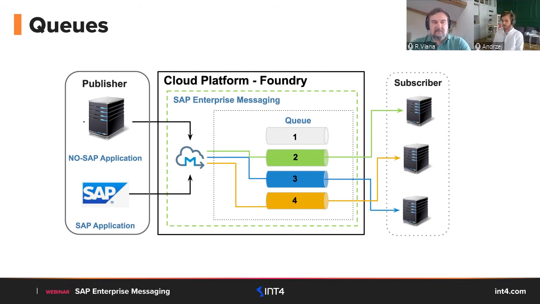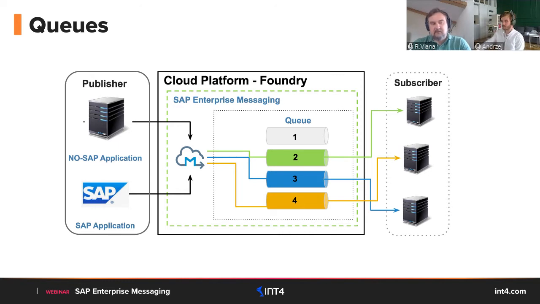So in this scenario, let's say that a non-SAP application is sending via RESTful API the message in any content type, can be text, XML, JSON, whatever, to the SAP Enterprise Messaging. SAP Enterprise Messaging will store it in the queue. Then the subscriber will pull this value.